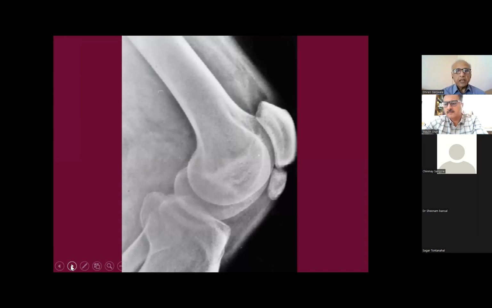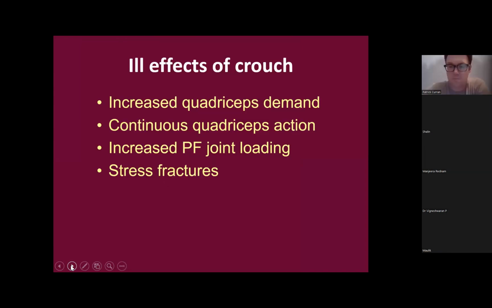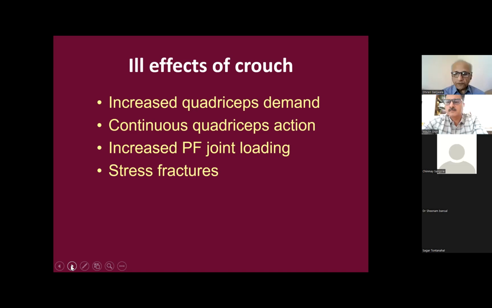But if we palpate, there is tenderness at that particular point. The same thing can be appreciated at the tibial tuberosity, at the insertion of the patellar tendon. So in a nutshell, there are four ill effects of crouch gait: the increased quadricep demand, the continuous action of the quadriceps, increased loading at the patellofemoral joint, and, because of the increased loading, stress at the inferior pole of the patella or the tibial tuberosity. So this explains why we need to treat crouch gait.